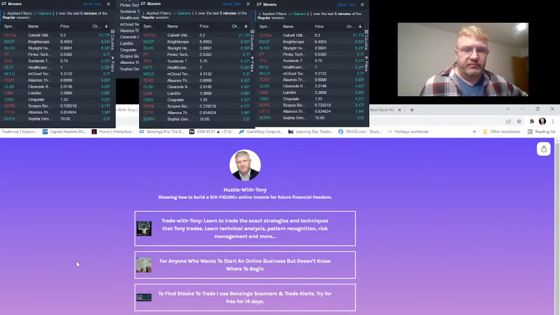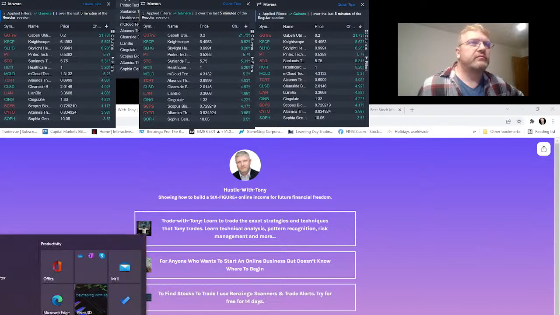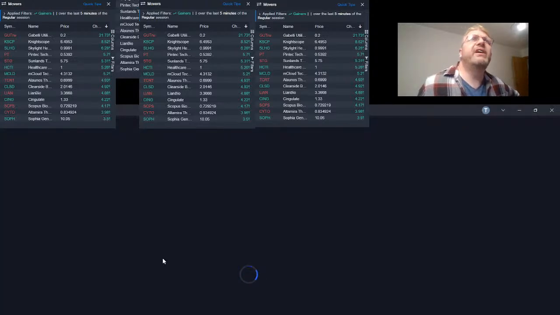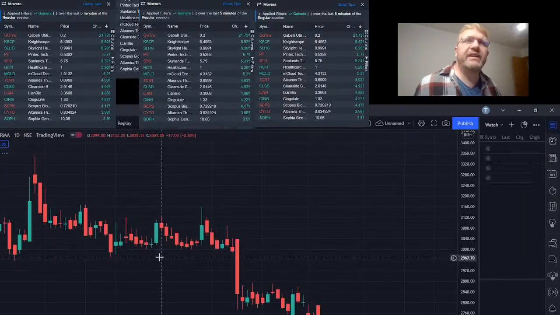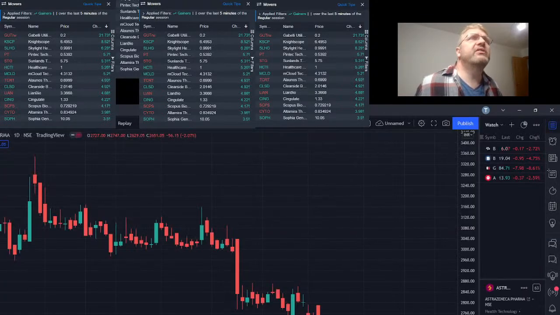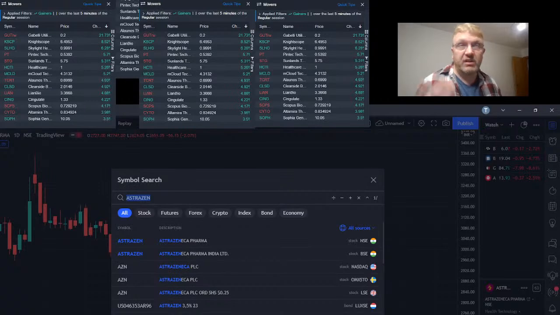So yeah, let's have a quick look at TradingView. I'll pull up my TradingView rather than my trading software, because if I pull up my trading software, the likelihood is I'll end up taking a trade. So I'll do TradingView.